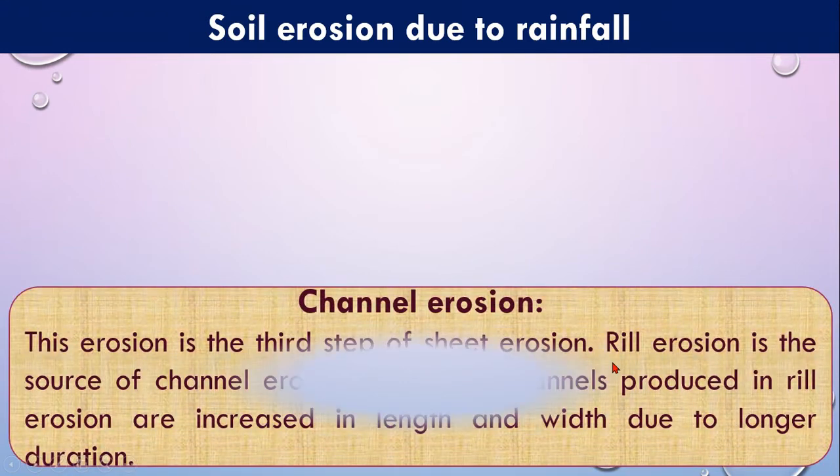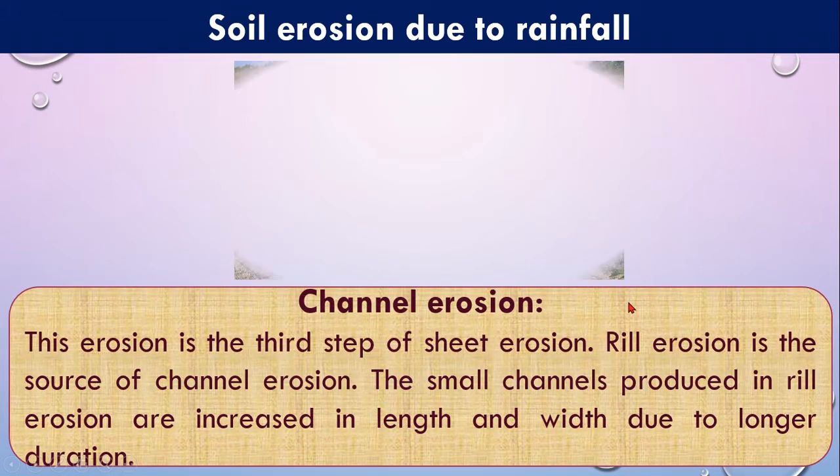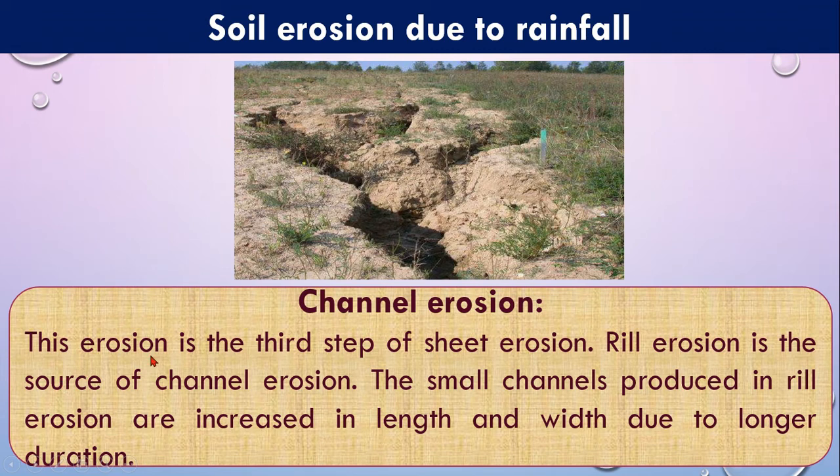Next one is channel erosion. If you have a look at the picture, this erosion is the third step of sheet erosion. The rill erosion is the source of channel erosion. That means the small channels produced in rill erosion increase in length and width due to the longer duration. First one is sheet erosion. After sheet erosion, rill erosion happens, and then slowly this rill erosion makes a bigger drain like in the picture, that is called channel erosion.